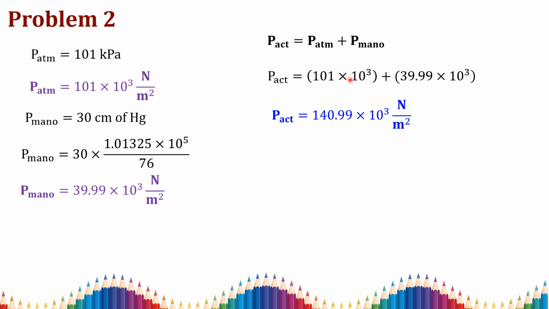Then you obtain actual pressure equal to 140.99 into 10 to the power of 3 Newton per meter square. In the other way, this actual pressure can be said as 140.99 into 10 to the power of 3 Pascal, or this 10 to the power of 3 can be written as kilo. Okay, so actual pressure can be written as 140.99 kilonewton per meter square, or otherwise as 140.99 kilopascal. Okay.